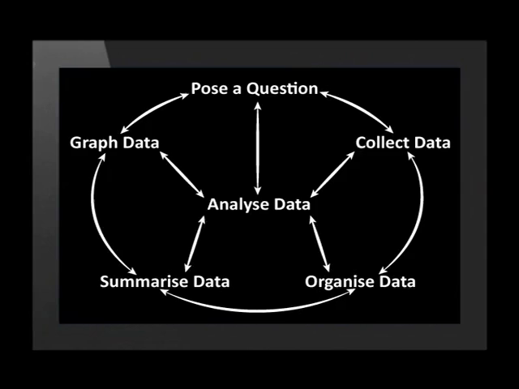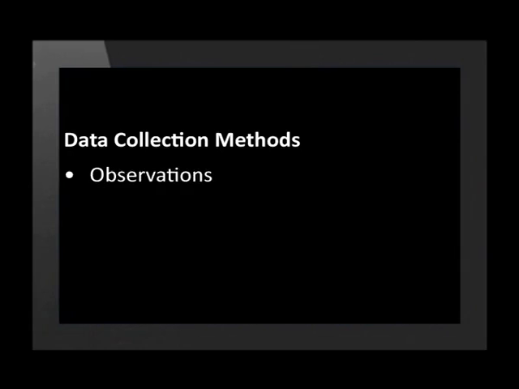The statistical process has 6 interconnected stages: posing a question, collecting data, organizing data, summarizing data, graphing or representing data, and analyzing data. The whole process relies on the collection of useful data. Choosing an appropriate data collection method is important because if the data collection is done in an unreliable way, the data will be useless. Data can be collected using observations, interviews, and questionnaires.